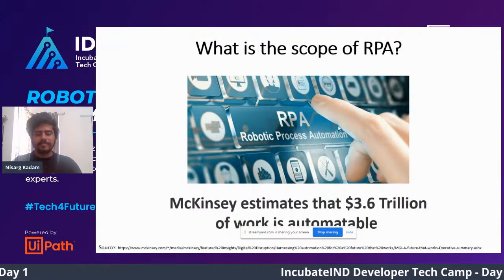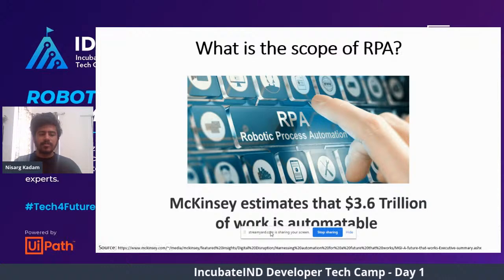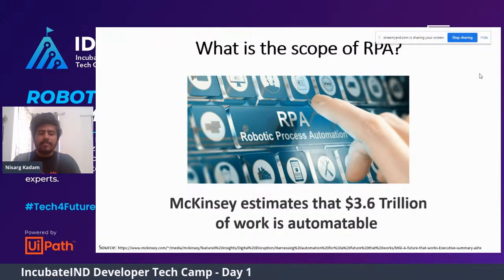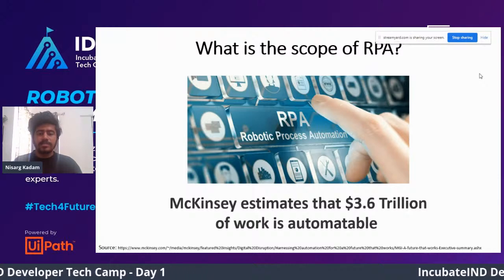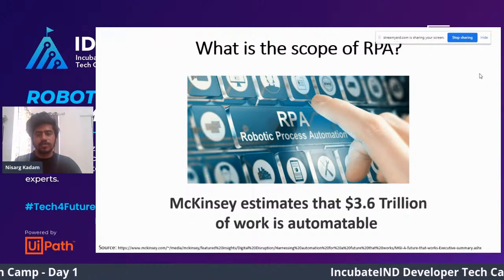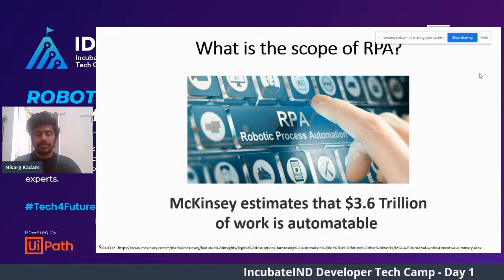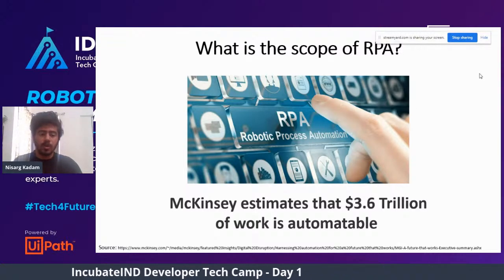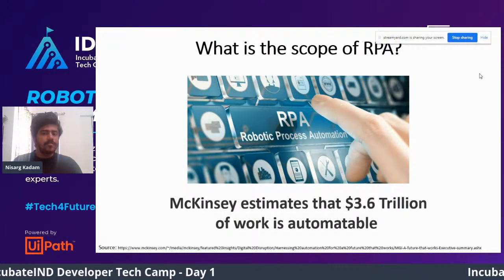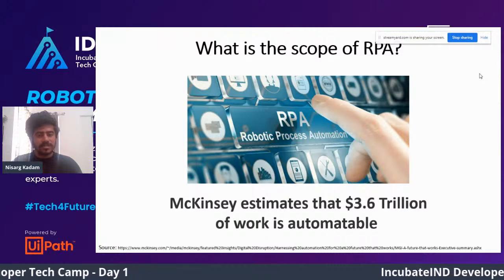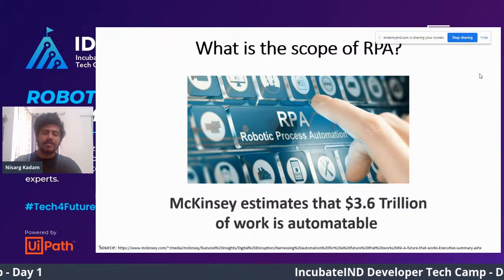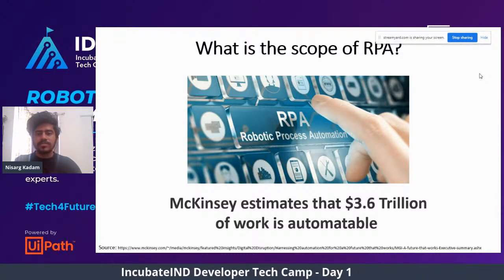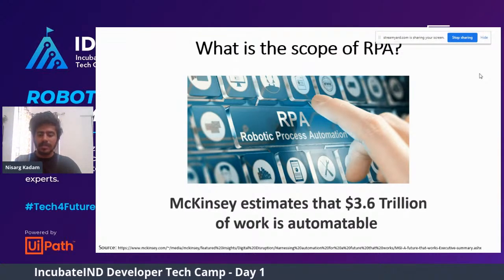So what is the scope of RPA? I have this slide with me. McKinsey estimated that 3.6 trillion of work is automatable. Now look at this number. 3.6 trillion of work is automatable means a lot. And if McKinsey's report says that, then it's serious business. That's where RPA's scope in the future is going to increase a lot. The job availability is going to increase a lot. It's going to boost a lot.